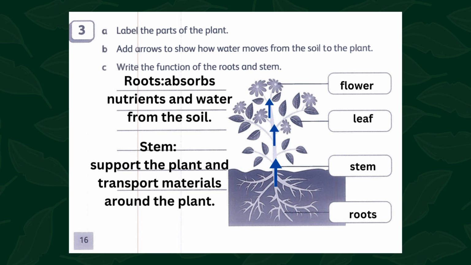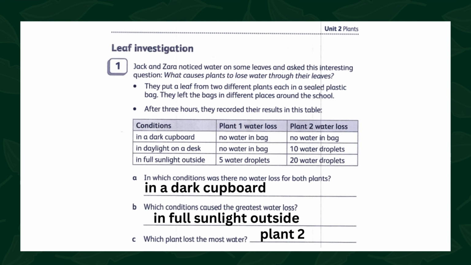Roots absorb nutrients and water from the soil. They anchor the plant as well. Stem supports the plant and transports materials around the plant. Now, leaf investigation. Jack and Sarah notice water on some leaves and ask this interesting question: what causes plants to lose water through their leaves?